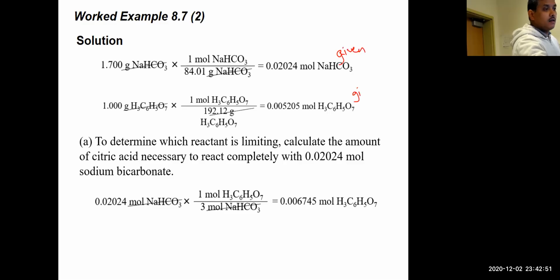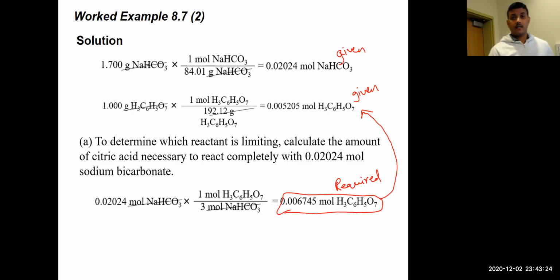Given or provided, right? Those moles. Now, this is here required. Now compare the required amount of moles of citric acid to react with sodium bicarbonate with the given moles. So compare this number with this number to see if it is smaller or larger.